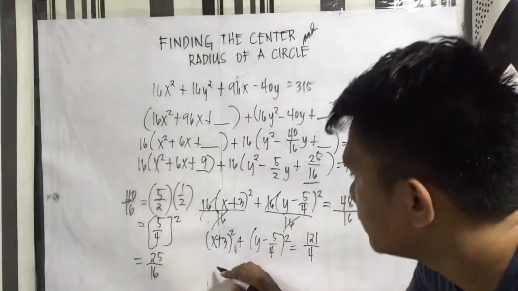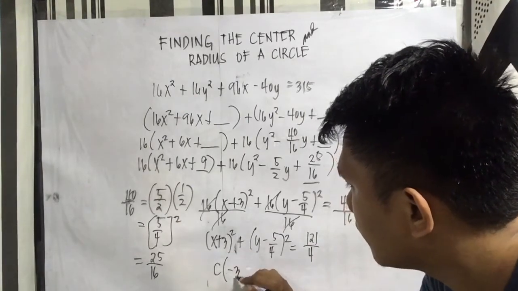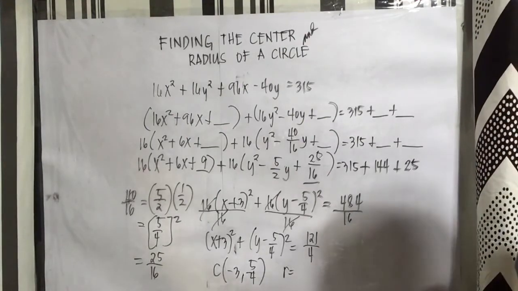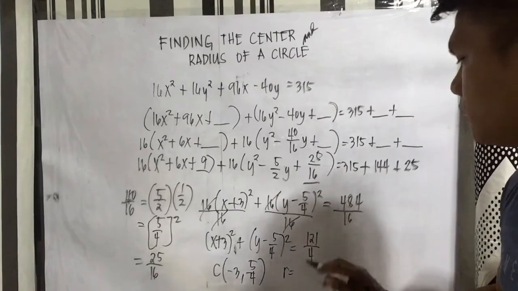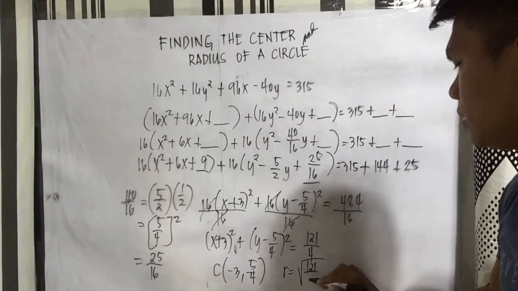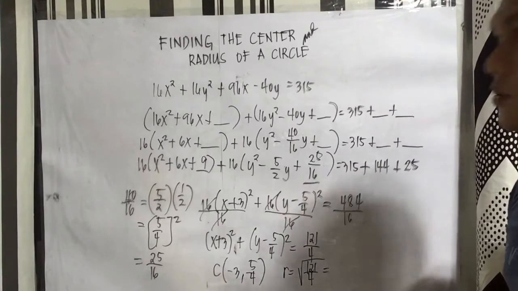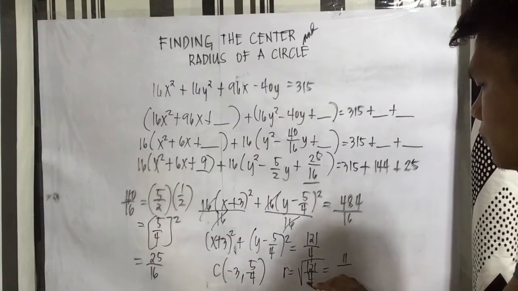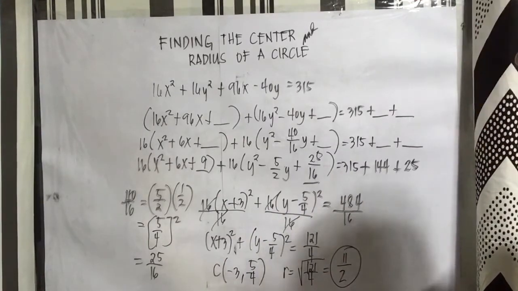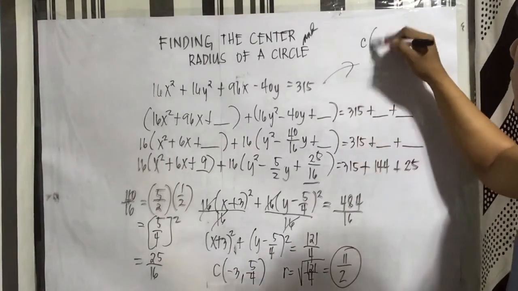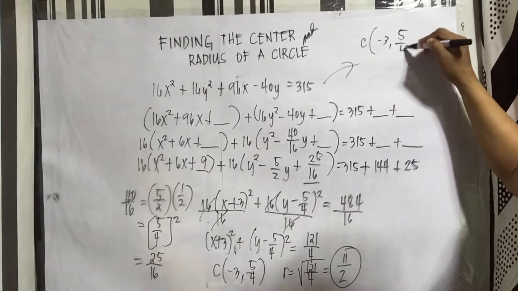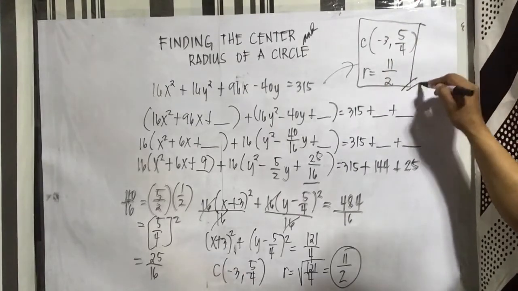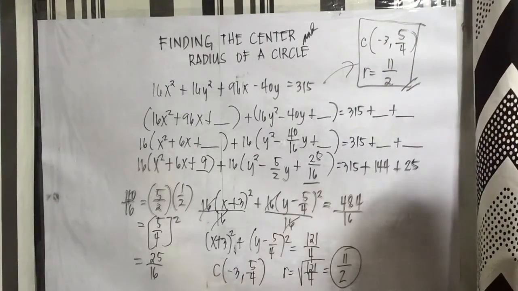So where is our center? Our center is at negative 3, positive 5 over 4. And our radius is the square root of 121 over 4. The square root of 121 is 11, and the square root of 4 is 2. So our radius will be 11 over 2. Therefore, our center is at negative 3, 5 over 4, and our radius is 11 over 2. So that's it.